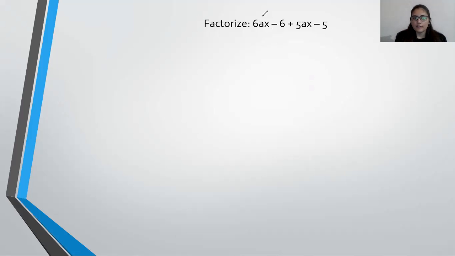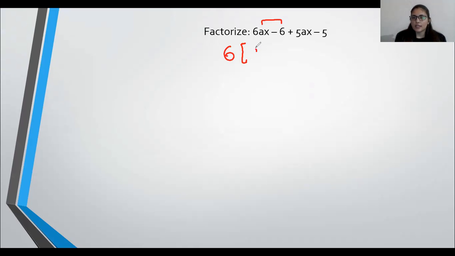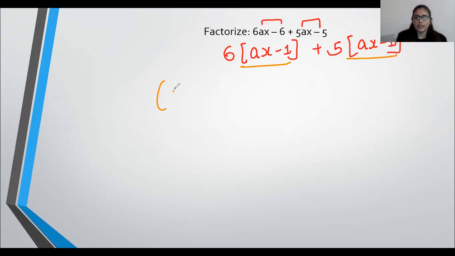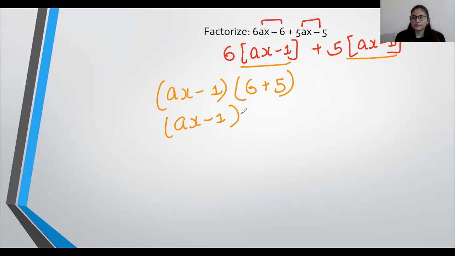If I take the first two terms, then I can see that I can take 6 outside. So inside the bracket, I will get AX minus 1, right? And at this side, I can take 5 outside. So I will get AX minus 1. Great, very good. Now you can see the entire bracket is the same. So we can take out the entire bracket and we are done with the answer, right? So what you will get is AX minus 1 times 11. So this is your answer.